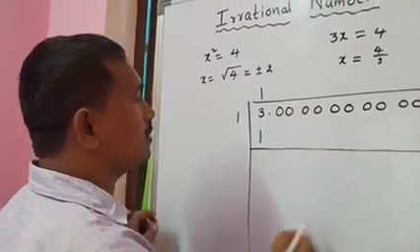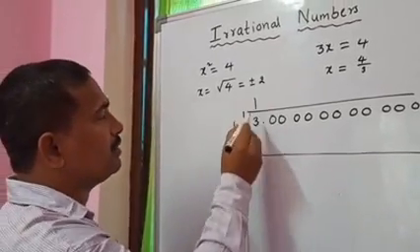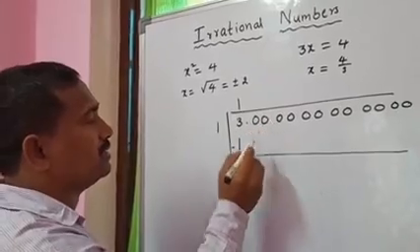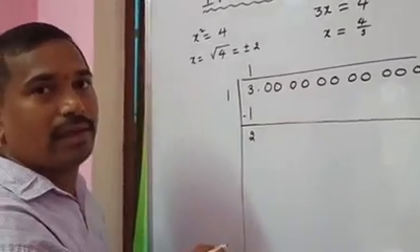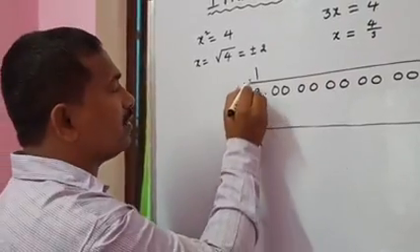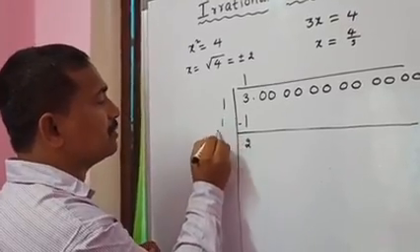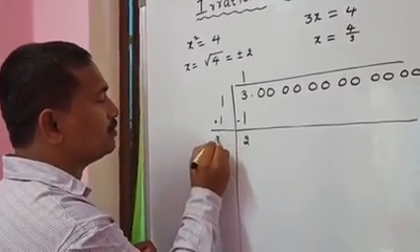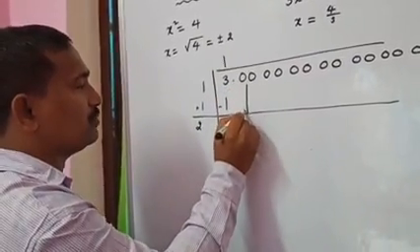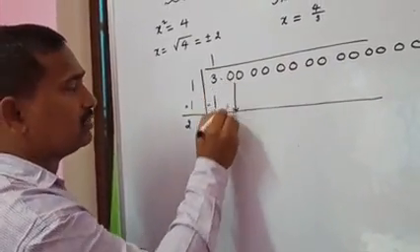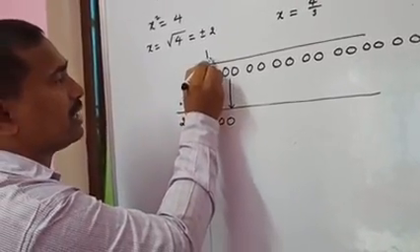So 3 minus 1, as in the division method. This is the quotient, this is the divisor, this is the dividend. So 3 minus 1 is 2. In finding the square root, whatever number you are multiplying, double that. Double means adding: 1 plus 1, 2. Now carry forward these 2 zeros. Here after 3 decimal, here also write decimal.